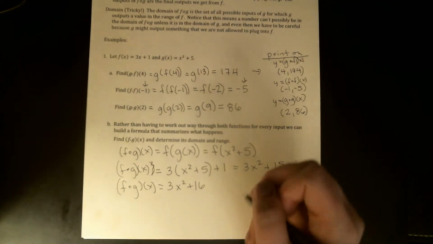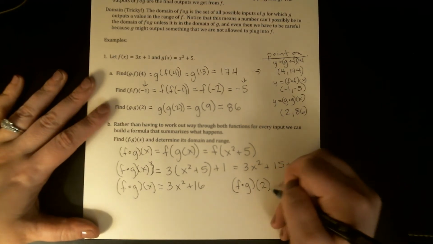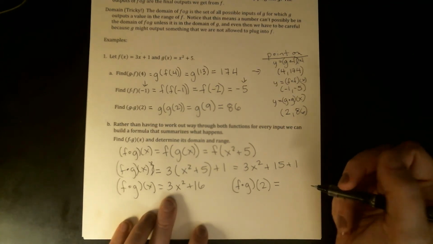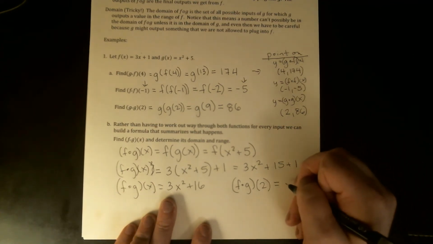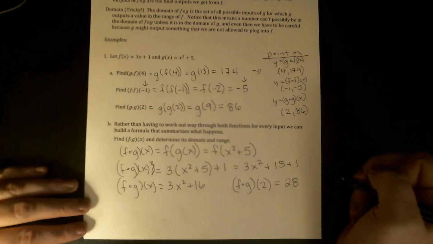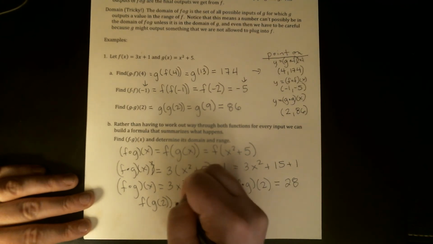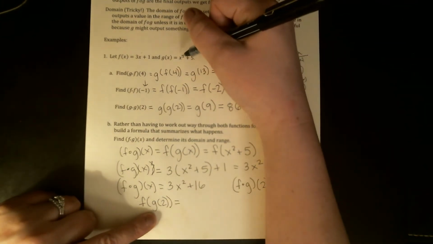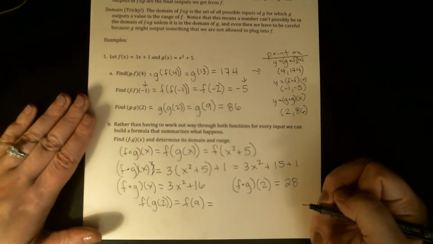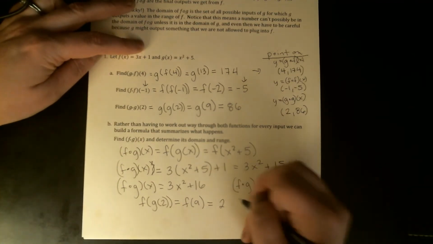So if we use this function, f of g, let's plug in a 2. The formula we just found says we should get 2 squared, which is 4, times 3, which is 12, plus 16, which is 28. This should always agree with what would happen if we went f of g of 2 and did it the two-step way. Plug 2 into g, we get 4 plus 5 is 9. Plug 9 into f, we get 9 times 3, which is 27, plus 1, which is 28.